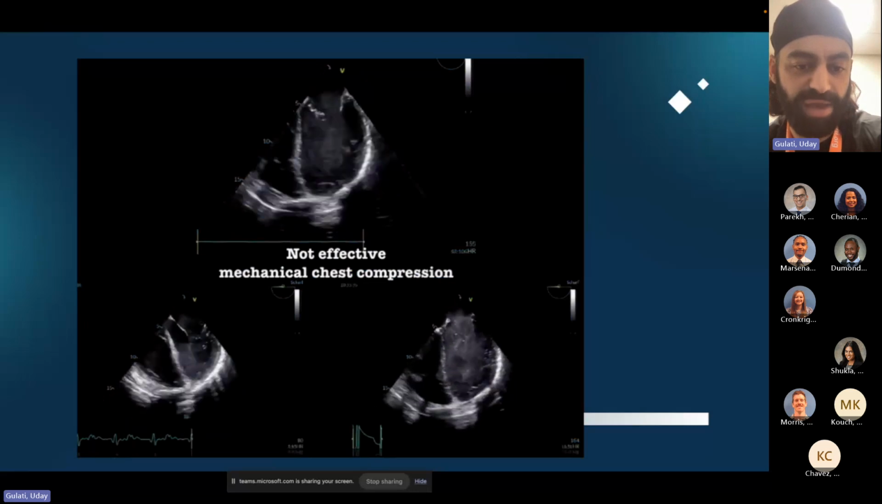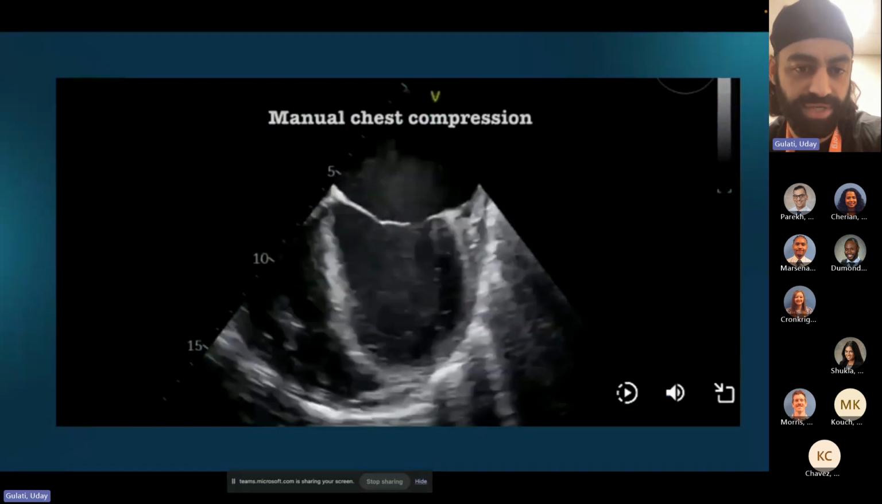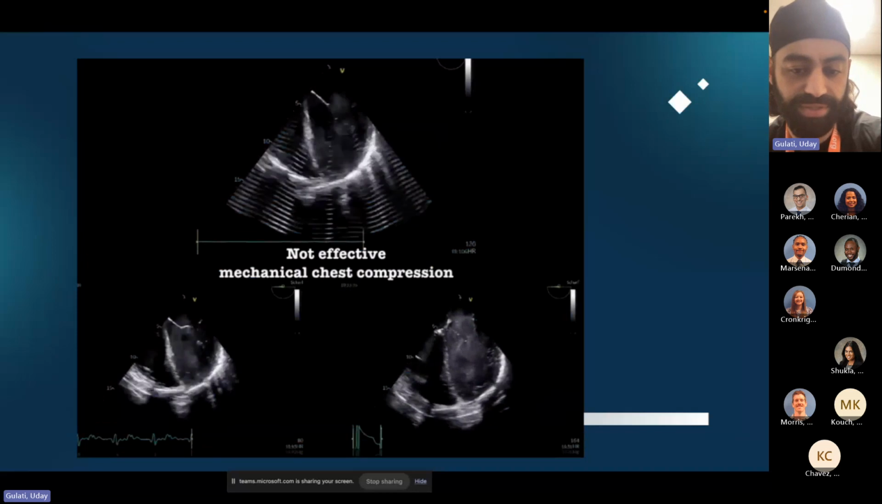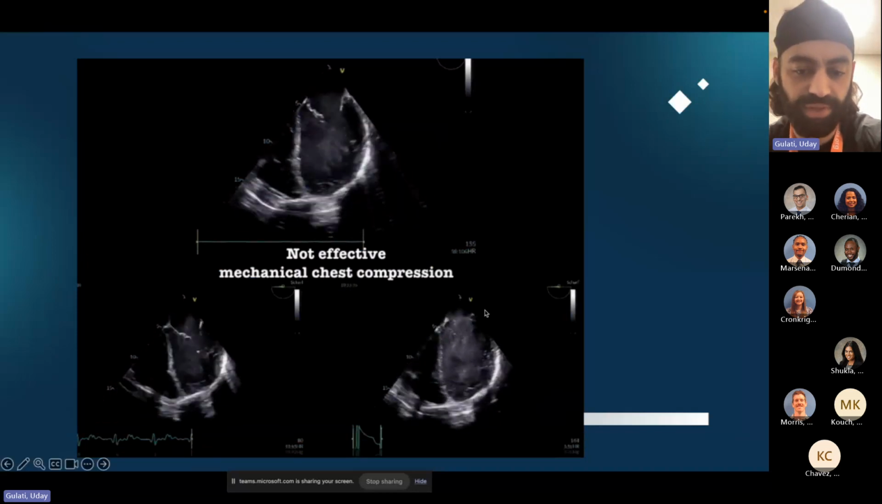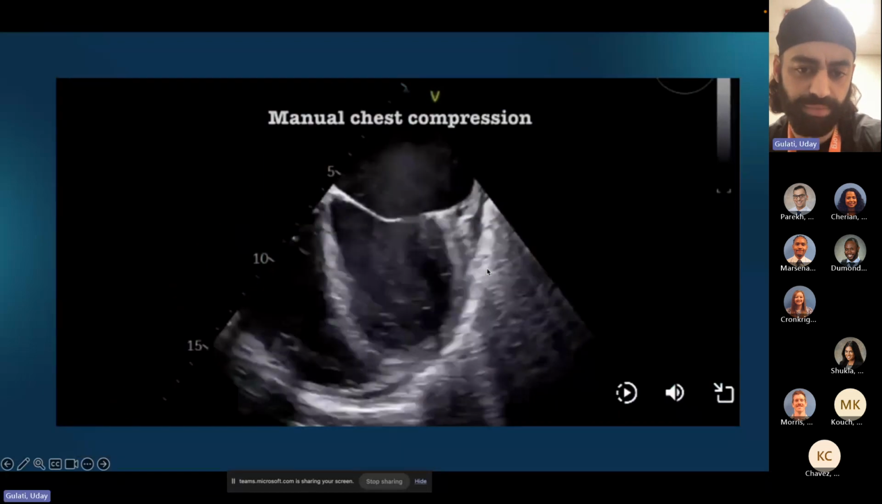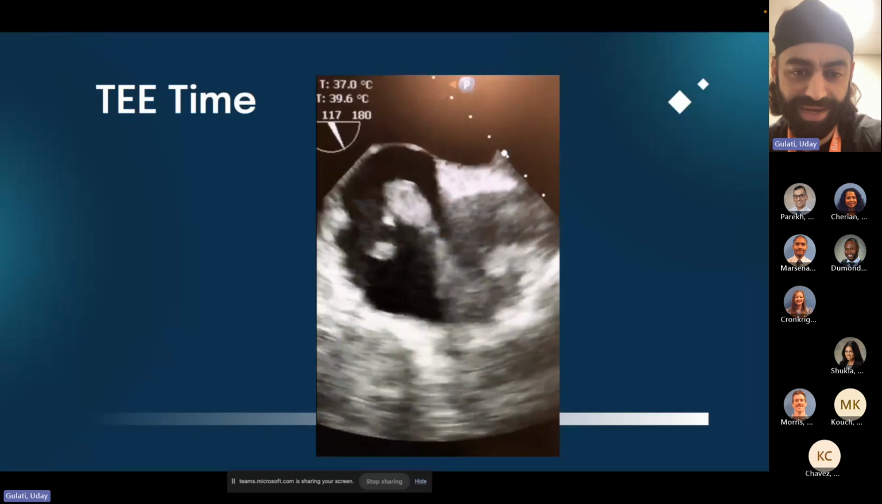Once again, not effective manual chest compressions. They readjusted, now amazing manual chest compressions. They went from the Lucas device, mechanical chest compressions. Look at this, it's not moving at all. You've got the Lucas device on, but it's not even touching the heart. Now you've got better compressions. Another clot, someone help this guy.